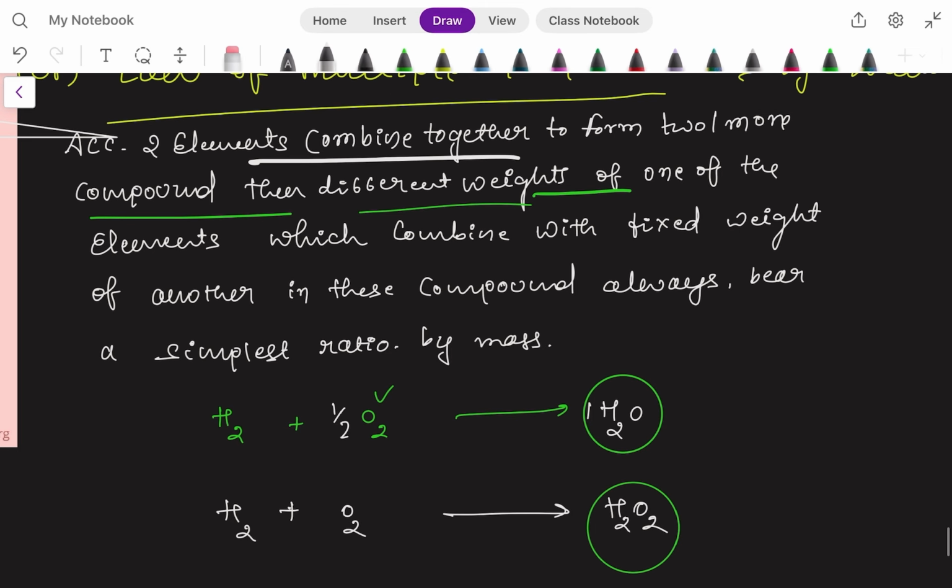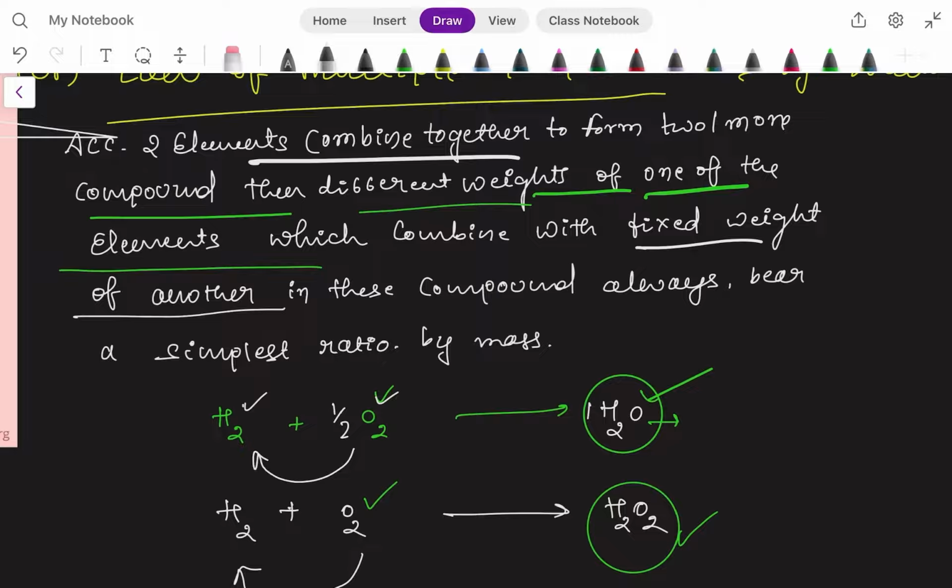I repeat one more time. Two elements combine, hydrogen and oxygen, to form two or more compounds of different weight, right? This one's weight is different, this one's weight is different. One of the elements, oxygen, is common. This oxygen combines with a fixed weight of the other, hydrogen. In these compounds, water and hydrogen peroxide always bear a simple ratio by mass.